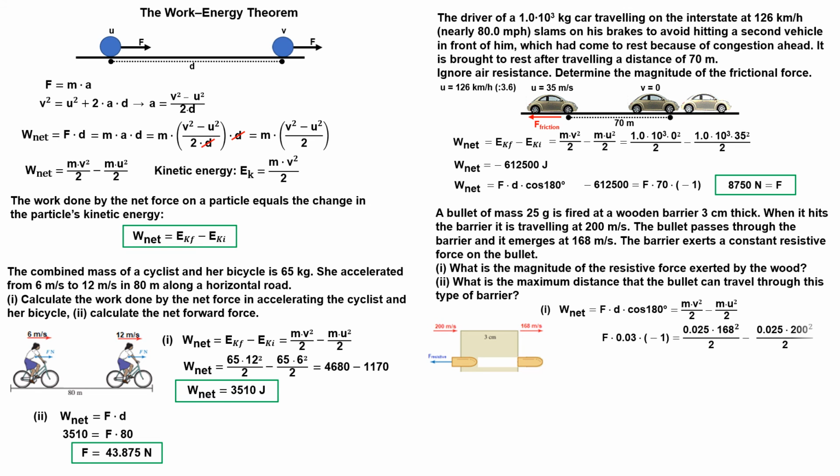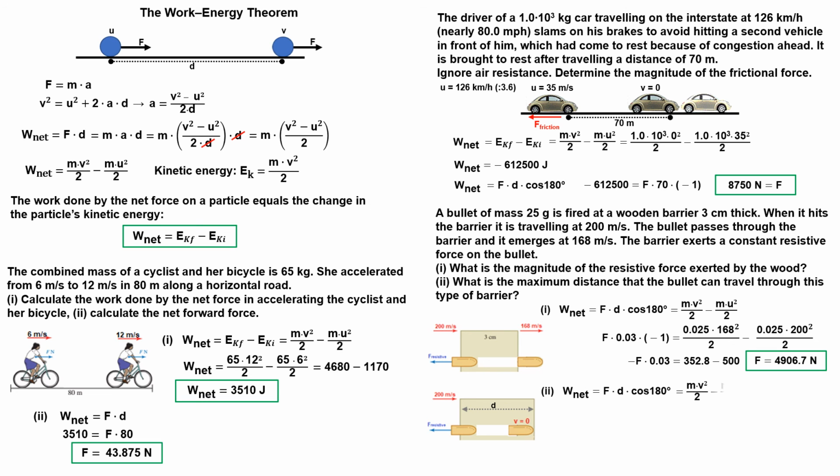We now apply the work energy theorem to get the magnitude of the resistive force. The bullet now loses all its kinetic energy penetrating the barrier. We apply the work energy theorem again. The change in the bullet's kinetic energy is equal to the resistive force times the distance penetrated. We solve for distance.